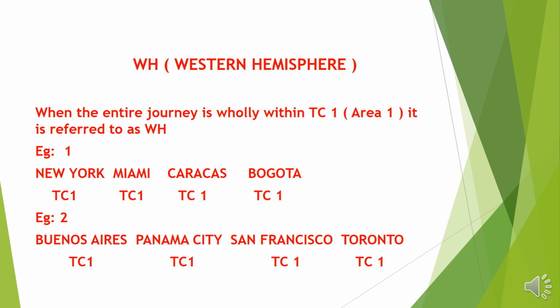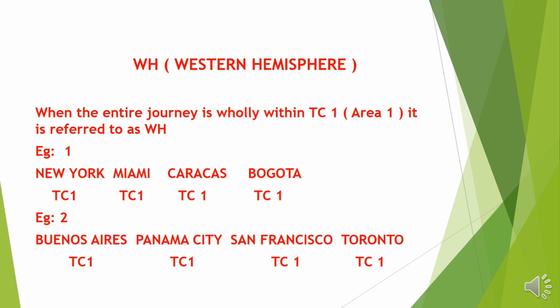Now, citing examples here, example number 1: New York is in America, USA, it's in TC1. Miami is in USA, it's in TC1. Caracas is in Venezuela, it's in South America, it's in TC1. And Bogota is in Colombia, which is also in South America in TC1. Here, the entire journey comprises only cities in Area 1, so it is referred to as WH, Western Hemisphere.